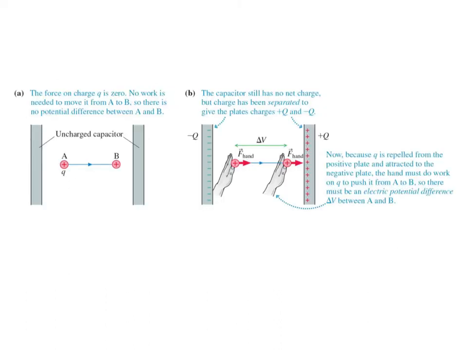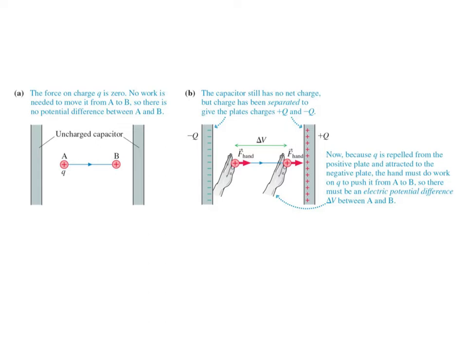Falling back on our easiest to understand example, we'll look at parallel plate capacitors. If there's two plates hanging out in space and there's no net charge on either of them, then a charge in between them feels no tendency to move one way or the other. In other words, if both plates of the capacitor are uncharged, then there is no electric field. There is no reason that a positive charge would be drawn to one side or repelled from that side. And so it doesn't. It takes no work to move the charge from A to B or anywhere in that space.